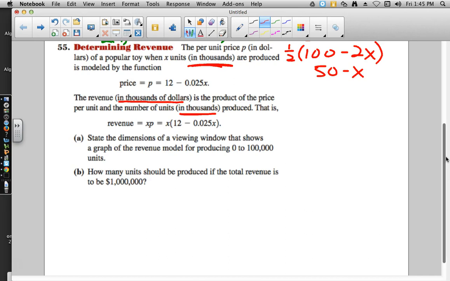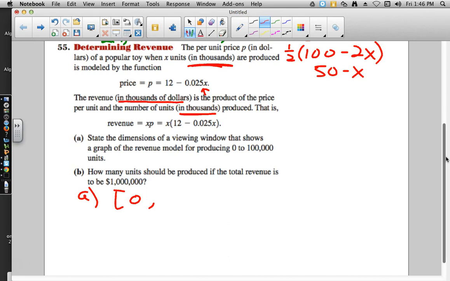0.025x. And for A, it says state the dimensions of a viewing window that shows the graph of the revenue model for producing 0 to 100,000 units. So if I want to do that, I need to think, all right, well, my x here, my x was for what? And my x had to deal with this function right here, where it was units in thousands that are produced. So when I set up my window, I want to think about the fact that I'm going to have 0 as my start, and then I need to figure out what I want to use for my value as a cutoff on the high end.